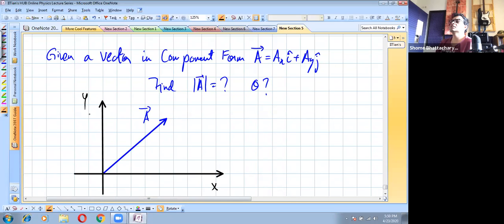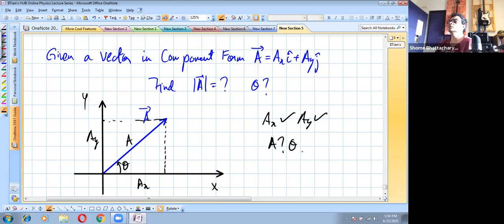So now the idea is, I know this thing, it's AX, and I know this thing over here, it's AY. So I know the values of AX and AY, but what I'm trying to find out is this and this. I want to find out the magnitude of A, and I want to find out theta. You just apply Pythagoras theorem to this triangle.